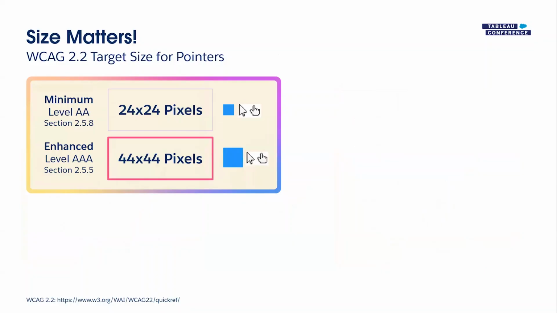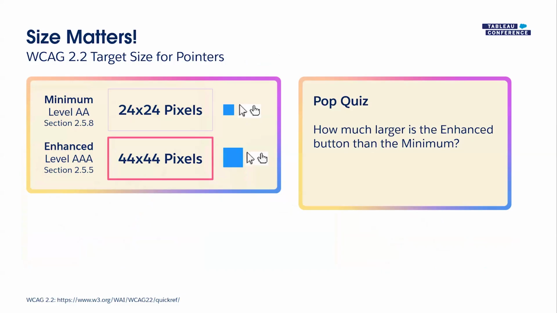So fortunately, WCAG has some guidelines around things that need to be pointed to. They say the target size should be a minimum of 24 by 24 pixels. The enhanced guideline, which makes websites more usable on touch devices, like your phone or a tablet, that's 44 by 44 pixels. So just real quick pop quiz, and feel free to put the answer in the chat. How much larger is the enhanced button than the minimum?